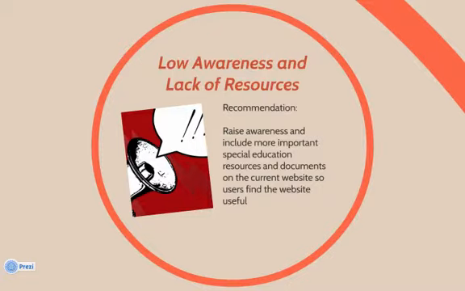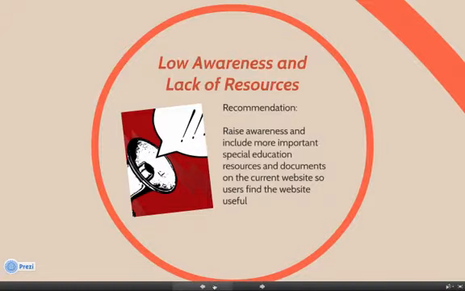Some evidence. 75% of users have never visited the YCS Student Support Services webpage, and almost half of the users have been to another school's website to look for information related to special needs education. Our recommendation: raise awareness and include more important special education resources and documents on the current website so users find the website useful.